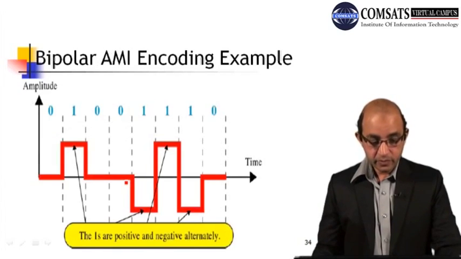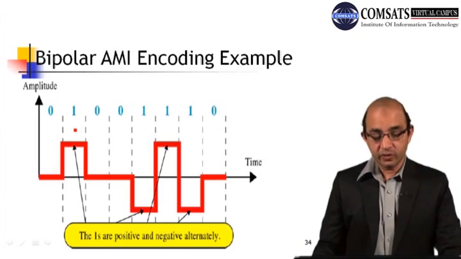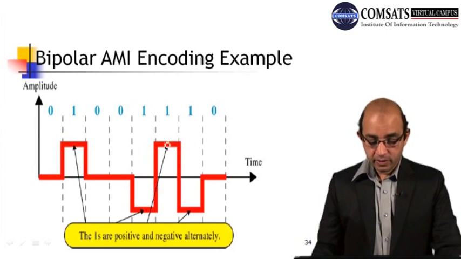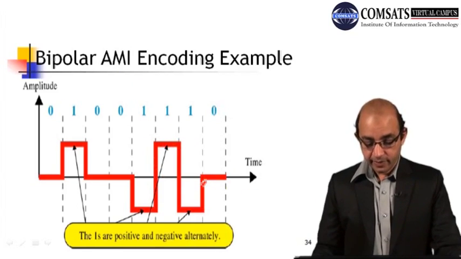So here we have the bipolar AMI coding example. You can see 0, this is 1, and the next 1 has the opposite polarity. So again, memory is required. We need to remember that the previous one was encoded using plus, and now we are going to use negative. The next one is again positive voltage, and we need to remember the previous one is represented by plus and the next one is represented by minus.